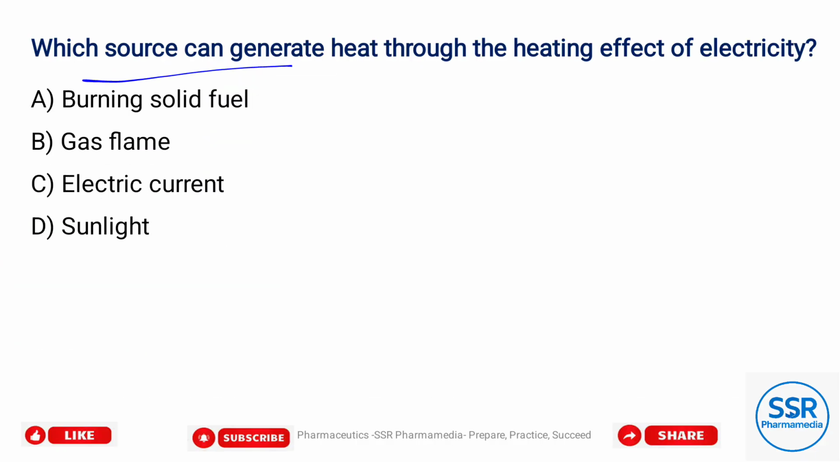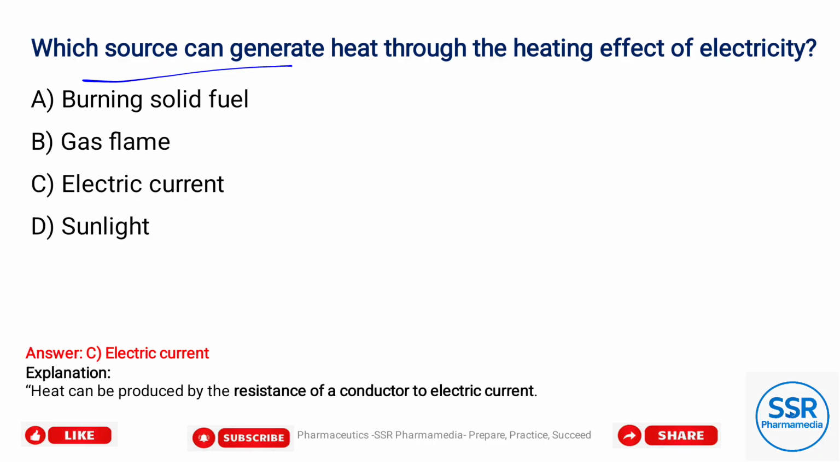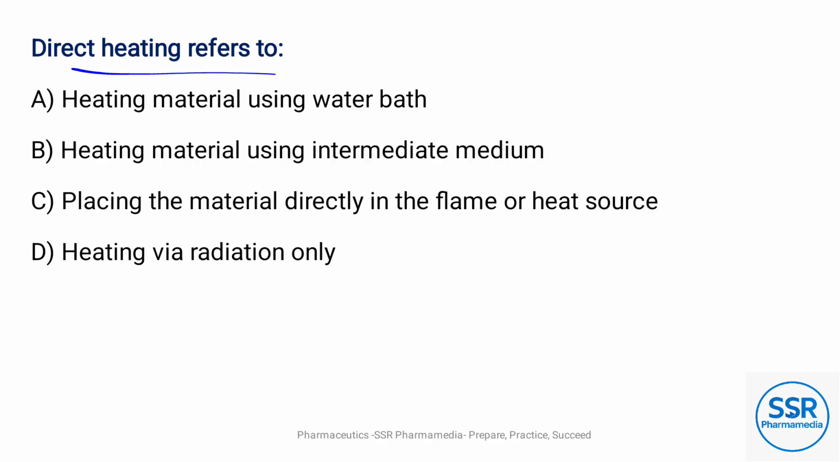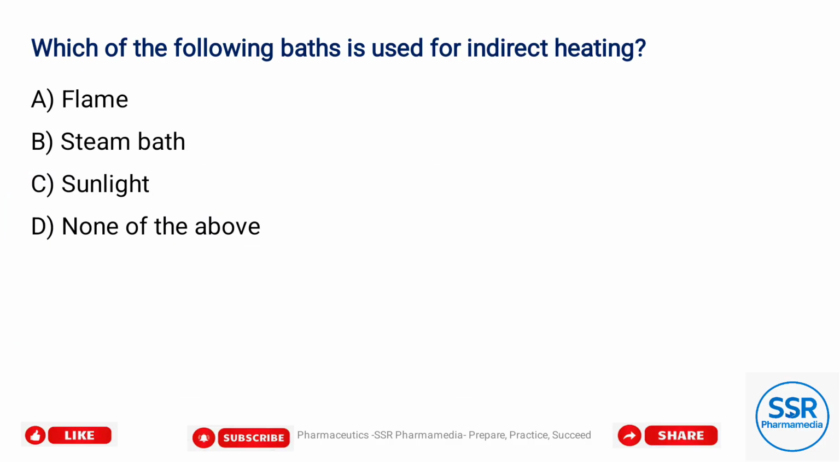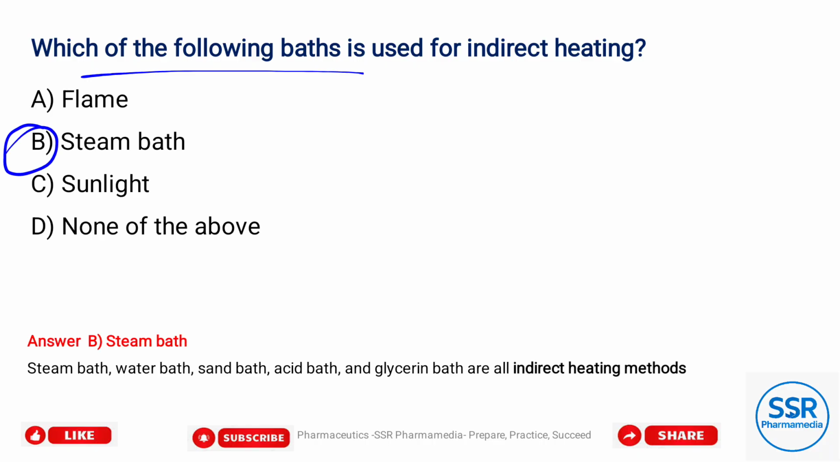Which source can generate heat through the heating effect of electricity? Option C, electric current. So heat can be produced by resistance of a conductor to electric current. Direct heating refers to, option B, placing the material directly in the flame or heat source. Which of the following baths is used for indirect heating? Option B, steam bath is used as an indirect heating.